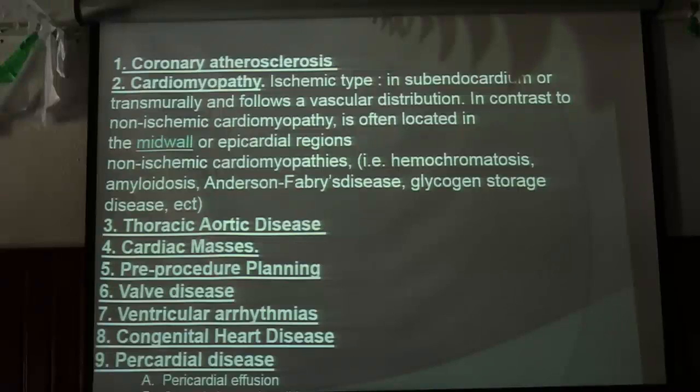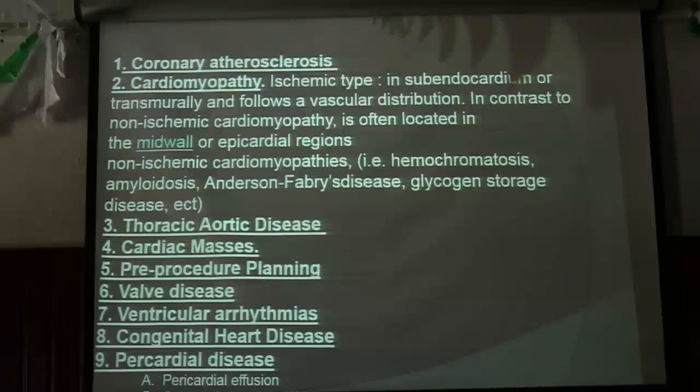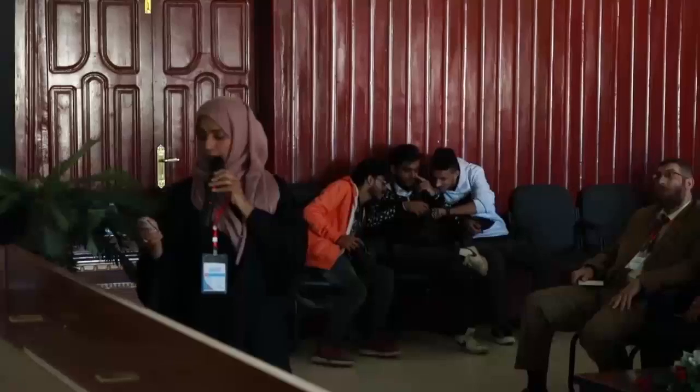It's used in cases of cardiac masses. MRI is used to differentiate thrombus from true neoplasm. It's also used to differentiate benign from malignant lesions. And also it's used for evaluation, in cases of malignant lesions, of the extent of the lesion. It's used in pre-procedure planning, valve disease, ventricular arrhythmia, congenital heart disease, and in pericardial diseases.